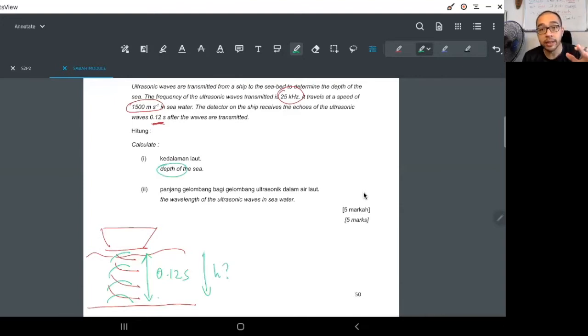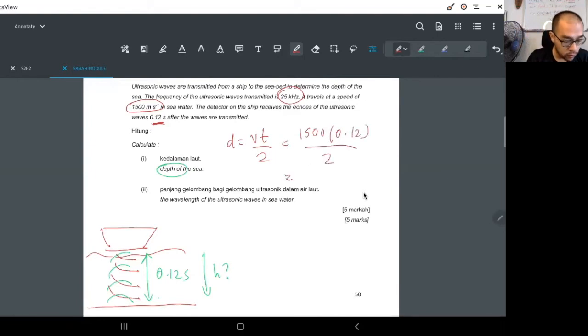And this one is a very standard formula. It is not given in your formula list. You have to know this. Okay, so the formula is D equals to VT over 2. Okay, V is the speed, T is the time in seconds. So this will give you 1,500 times 0.12 over 2. Okay, and this will give you 90. Okay, 90 meters below sea level, which is pretty deep if you think about it.